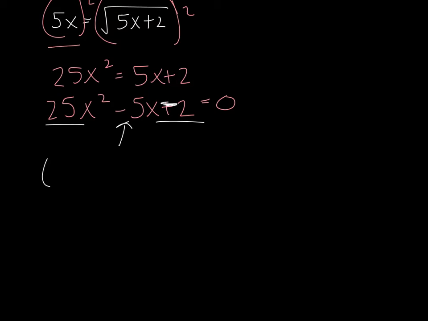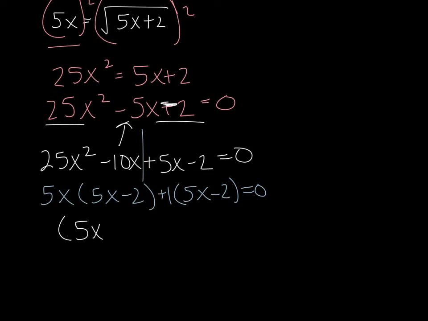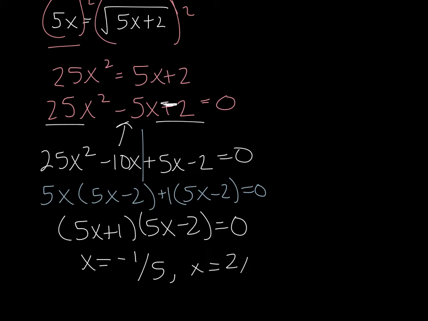So that's going to be negative 10x plus 5x minus 2 equals 0. I do that in order to factor by grouping. So I'm going to pull out a 5x of these first two terms. And then I'm going to do 5x plus 1, 5x minus 2 equals 0. So x is negative 1/5 and x is 2/5.